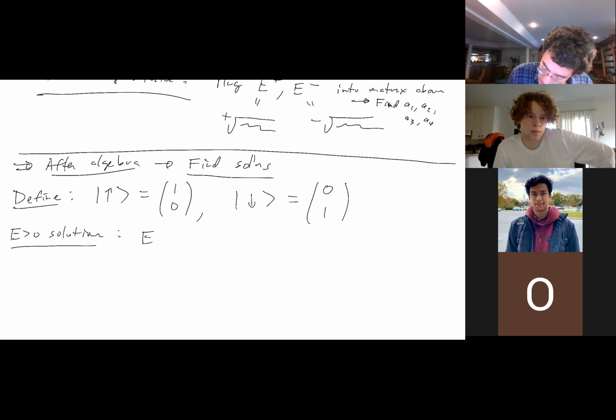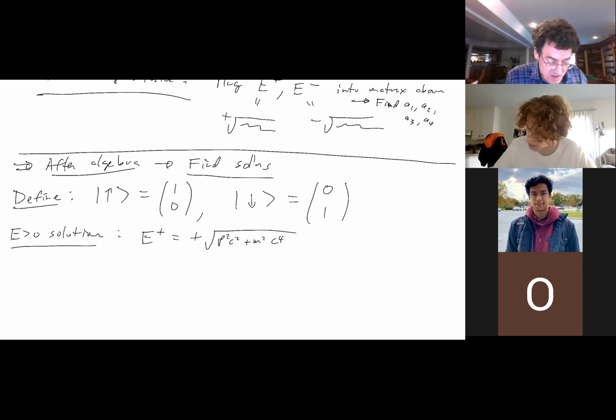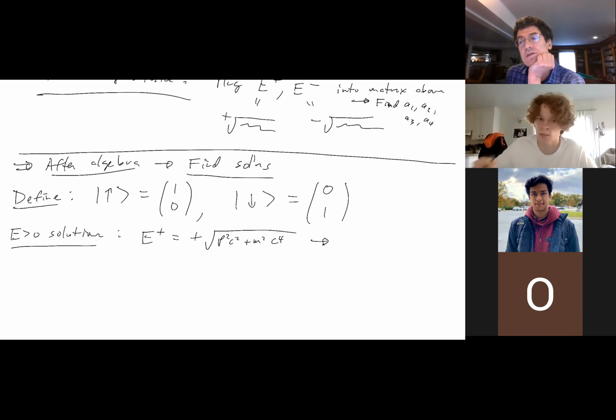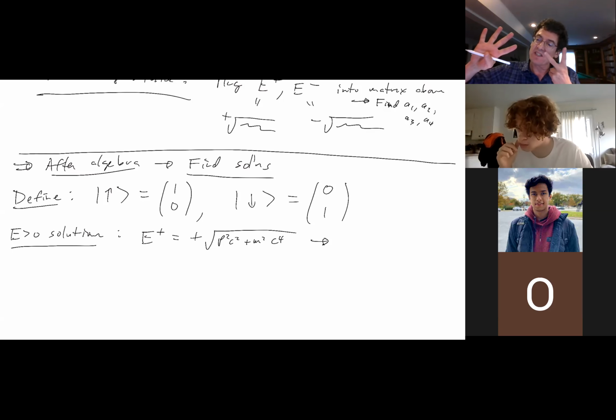For the positive energy solutions, E plus is equal to plus square root of P squared C squared plus M squared C to the 4. And for these solutions, because it's a 4x4 matrix, how many eigenstates are there going to be? Tell me. 4. That's right, you know that from linear algebra. So I have 2 eigenvalues, but there's got to be 4 eigenstates. So how many eigenstates are there going to be for each eigenvalue?